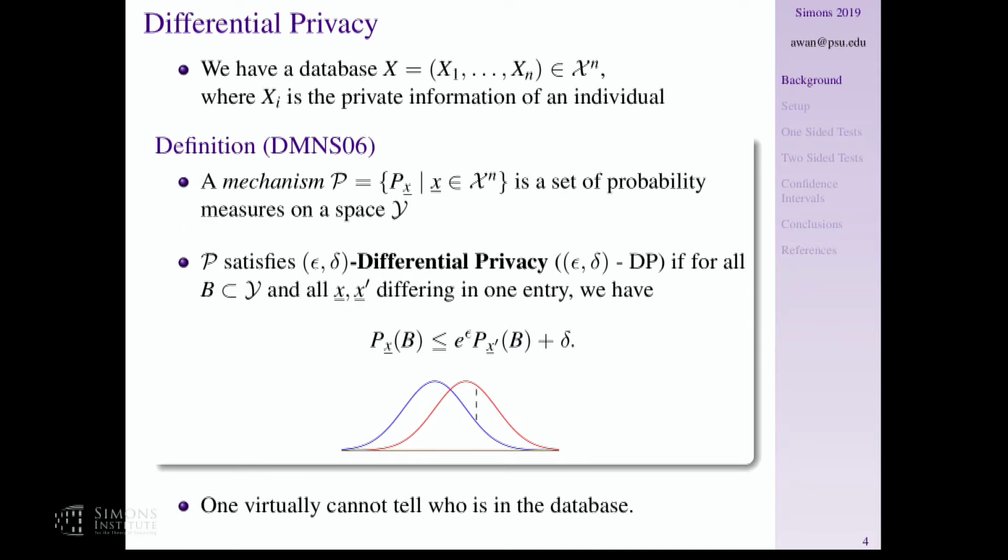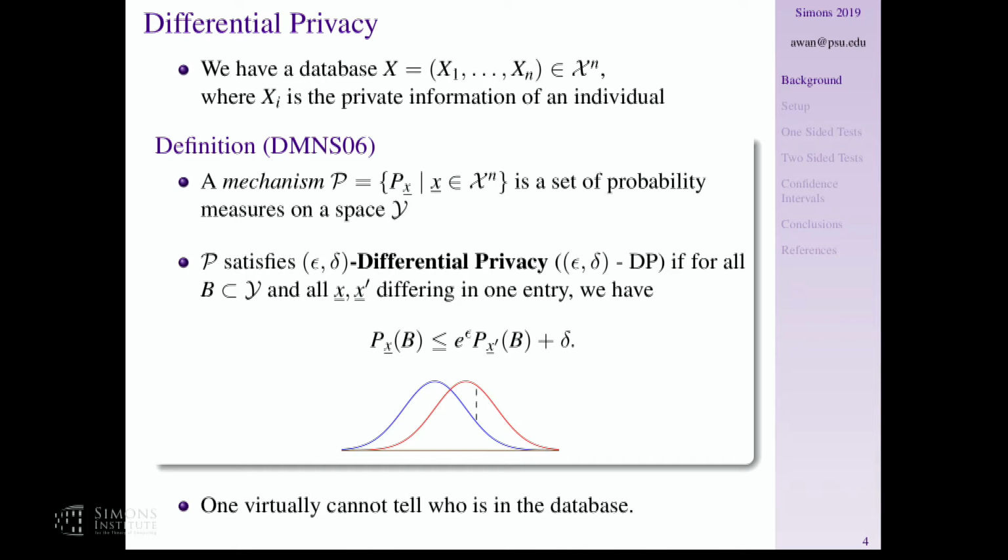So the notion of differential privacy that we're working under is epsilon-delta DP. We're going to consider our database to be a vector of entries. Each entry is from one individual, where we're assuming that n is fixed and known. And so we're just going to be swapping one entry in this list.